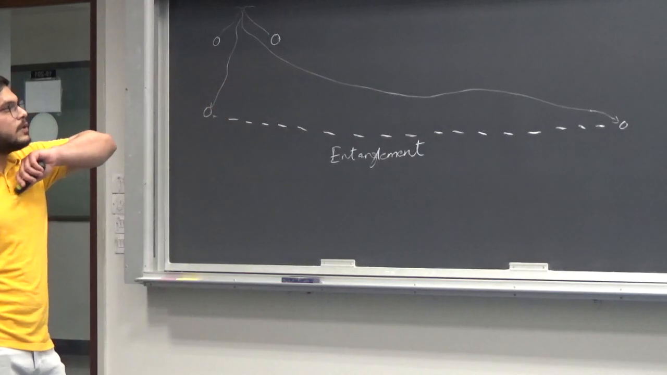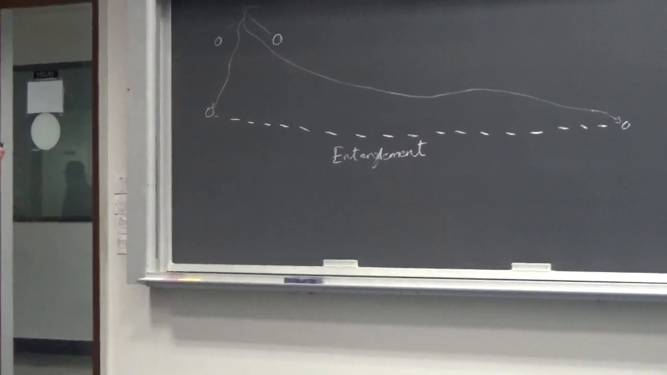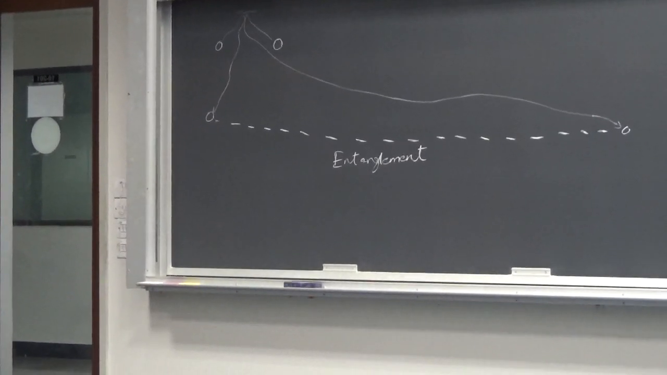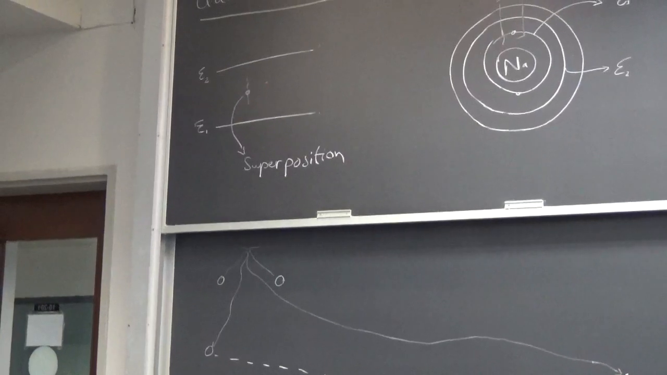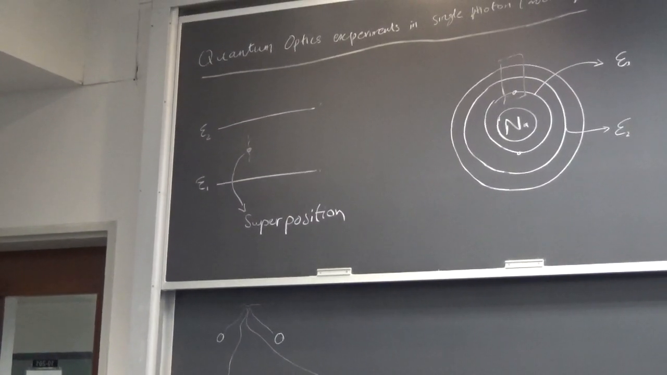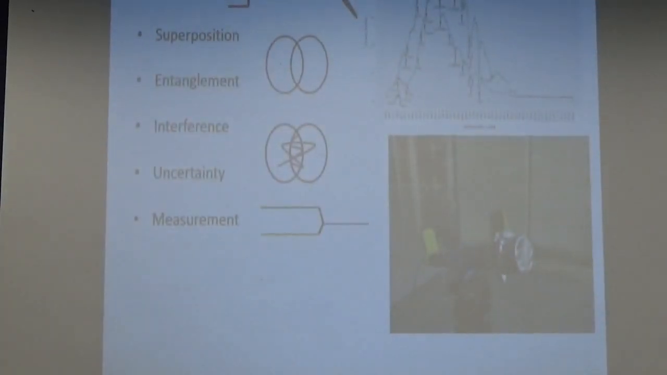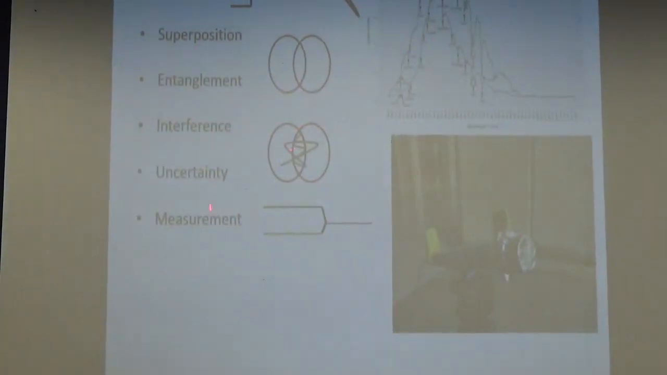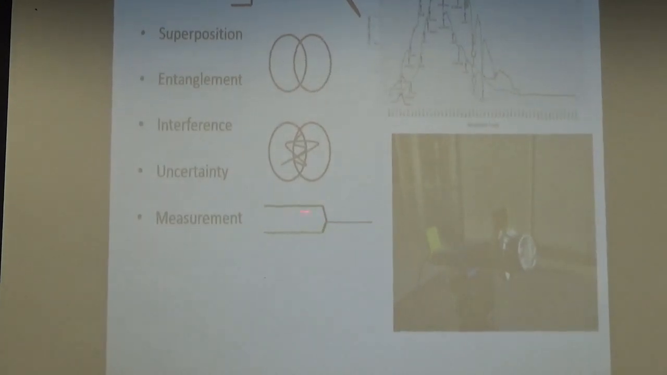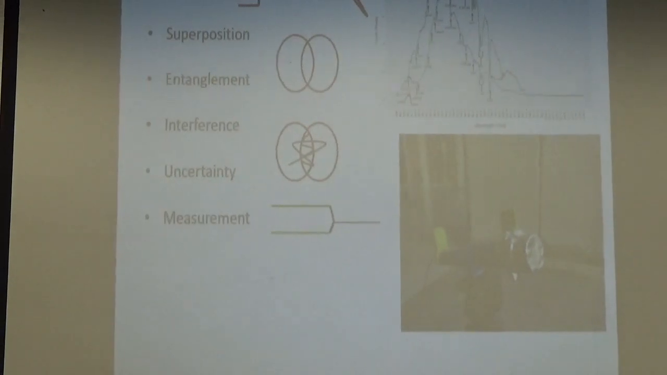Measurement, I've given you an overview of measurement right here. There was a superposition state, and the electron was residing in between these two states. But the act of measurement will collapse that state and send it to one of the available quantized states. And while doing so, we have also destroyed the superposition state.